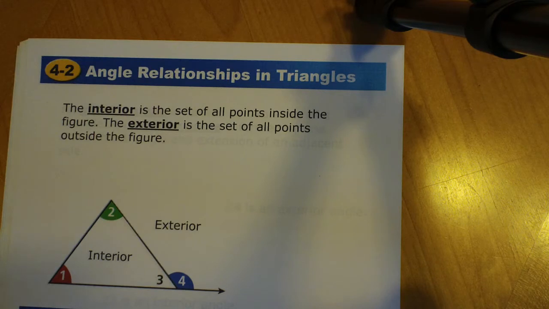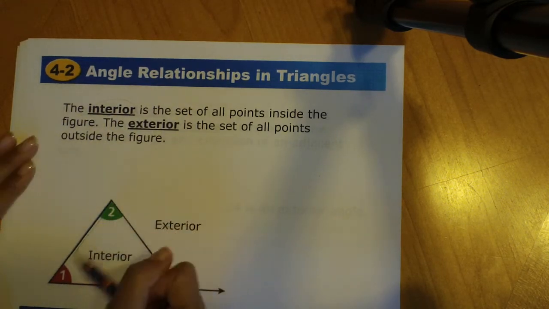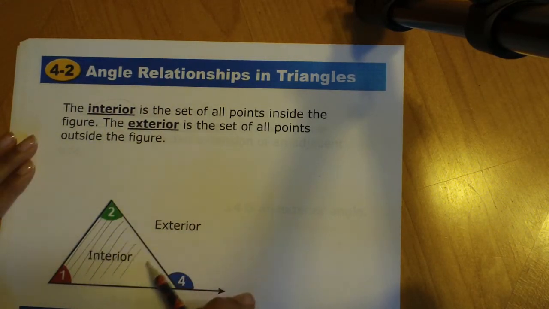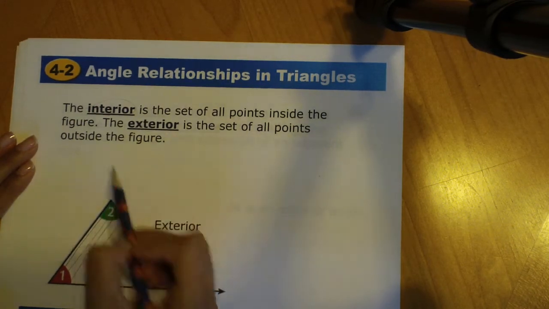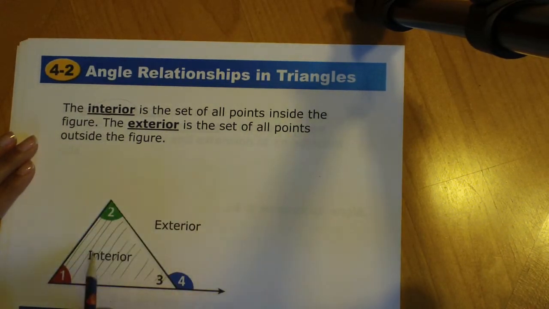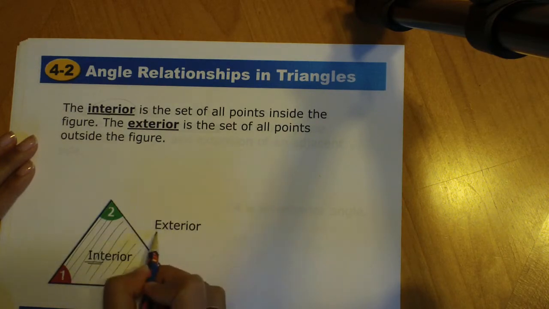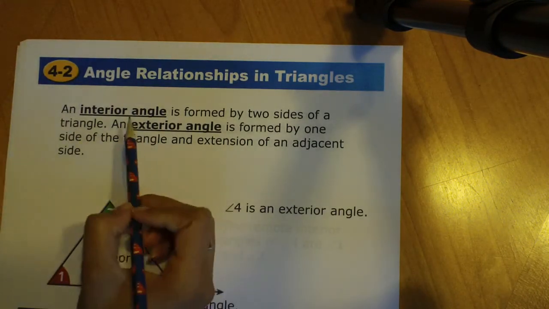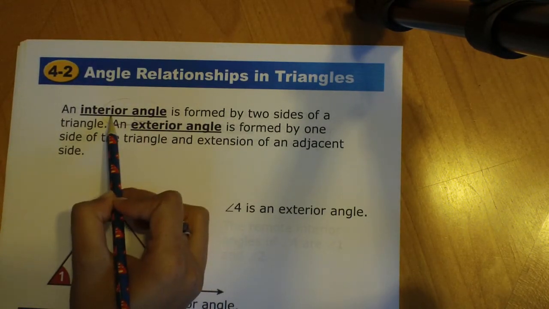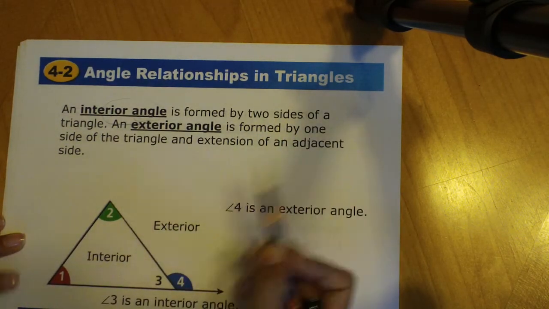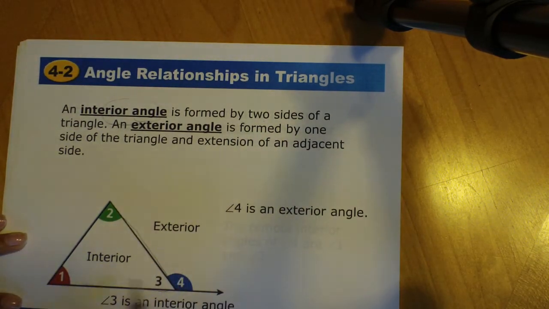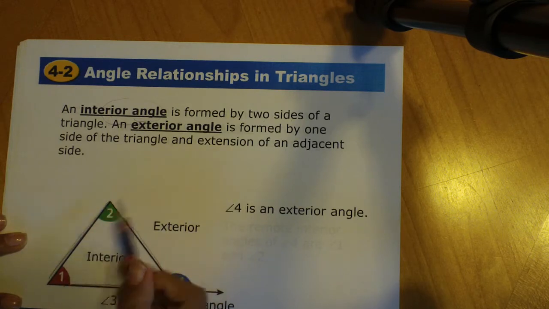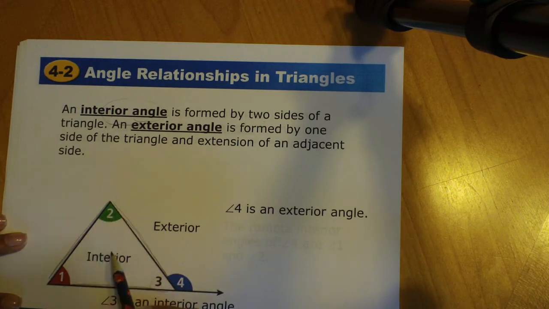Here are some more definitions for you. Interior is the inside of your angles, or your triangle, so all of this stuff in here. And then exterior is all of the points outside. In for interior, X for outside. And we also have interior angles. So interior angles are formed by two sides of the triangle. So this side and this side form angle 3, which is interior. This side and this side form angle 1, which is interior. And this one forms angle 2, which is interior.